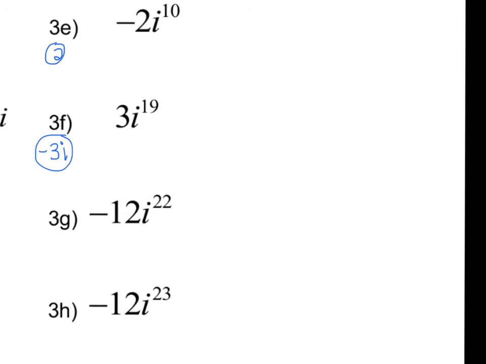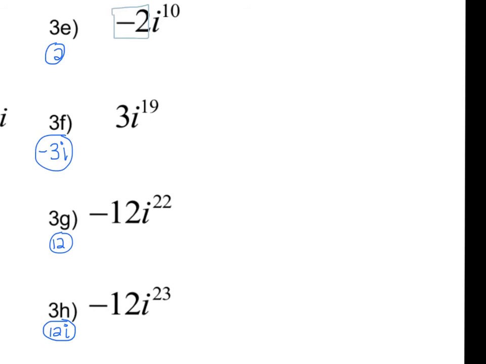Number 3G is 12, and 3H is 12i. So see if you can get those to come out. Remember, those numbers in front, you just keep rewriting them all the way till the very end.